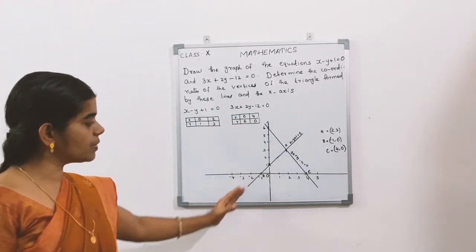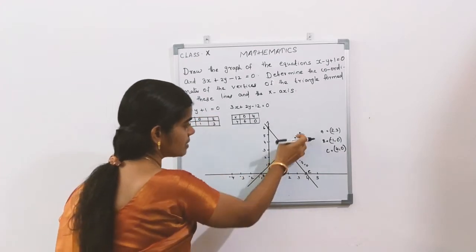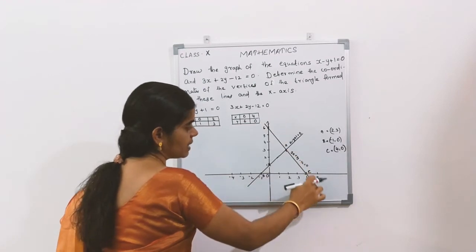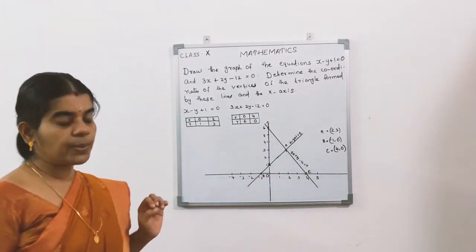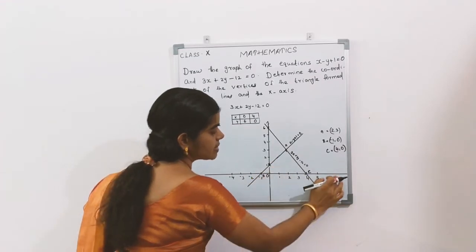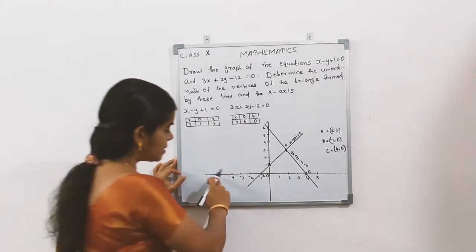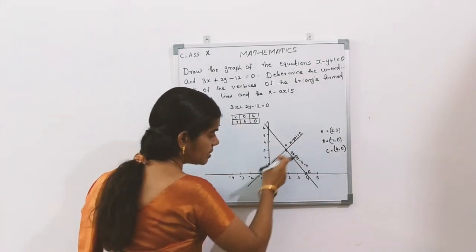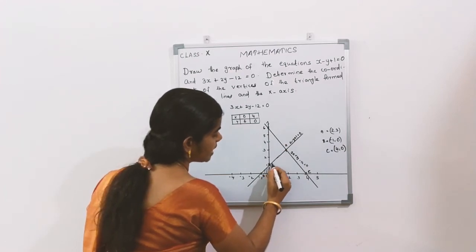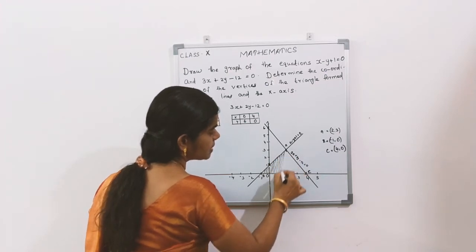Next I have drawn the two lines. First, x minus y plus 1 is equal to 0. This line is the graph of the first equation and this line is the graph of the second equation. These two lines and the x-axis form one triangle. You look at that. This is the x-axis fully. These two lines make a triangle and they told us to shade that triangle area also. The triangle's part you want to shade.